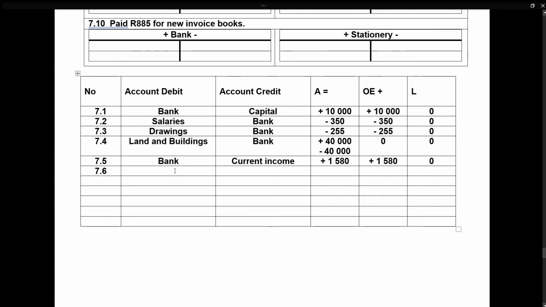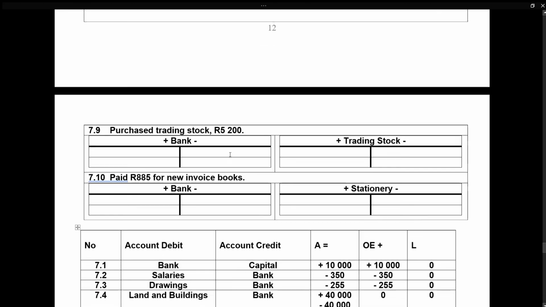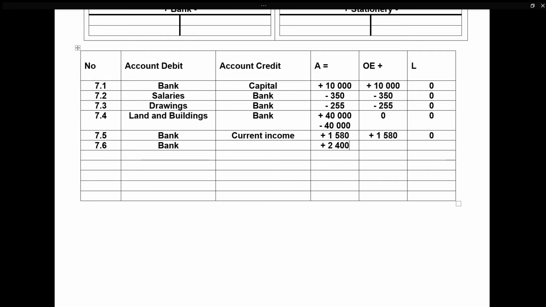Right, so bank is being debited, and because it's being debited, it will have a positive influence on your assets. 2,400 Rand. And rent income will be my account credited. Income always has a positive influence on your owner's equity. We did not work with liabilities, therefore 0. So 2,400 equals 2,400 plus 0. Therefore we've done this one correctly as well.